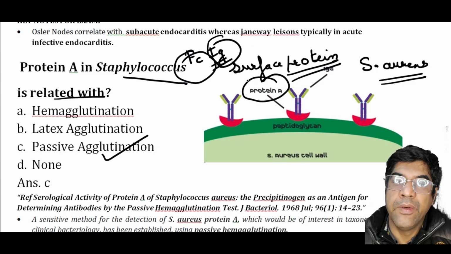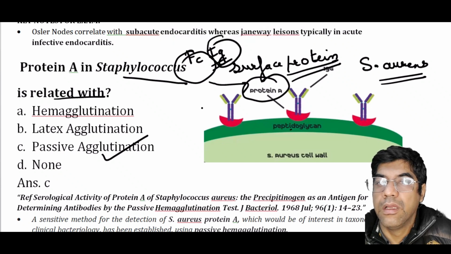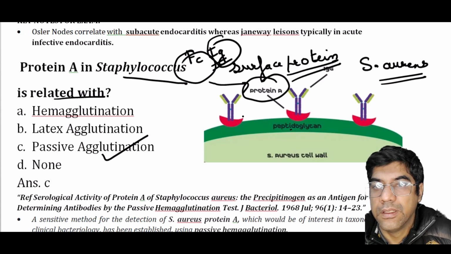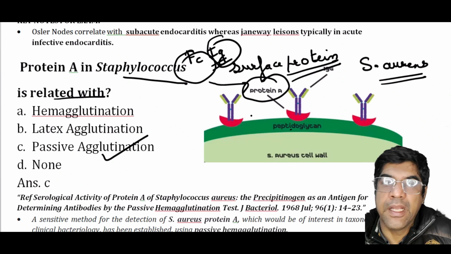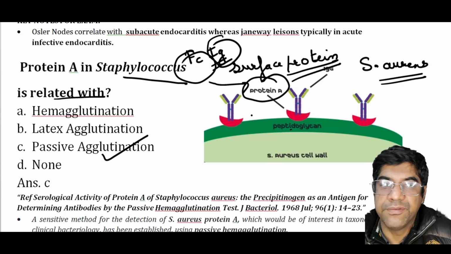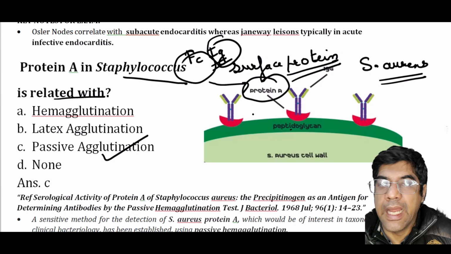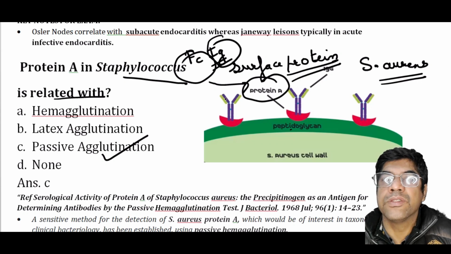So in the latex agglutination test, the latex beads are coated with protein A. When mixed with a sample containing antibodies, the antibodies bind to the protein A on the latex beads, causing clumping or agglutination. So the latex agglutination tests are rapidly used for detection of antibodies. In the case of Staphylococcus, the presence of protein A allows the latex particles to agglutinate when mixed with a sample containing antibodies specific to Staphylococcus aureus.